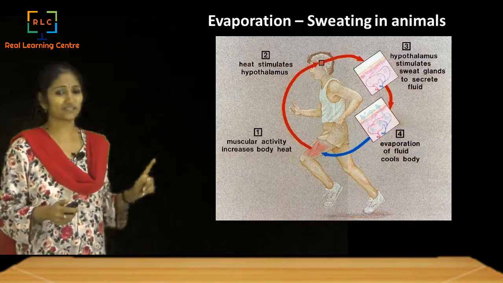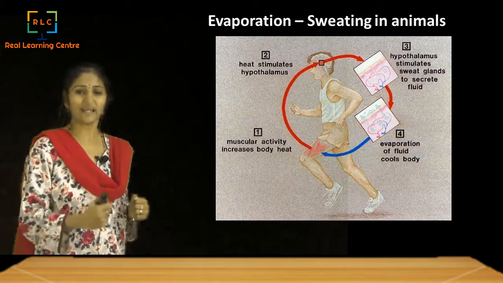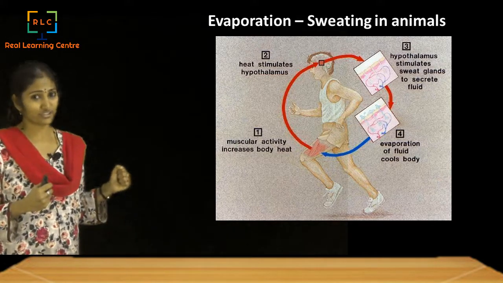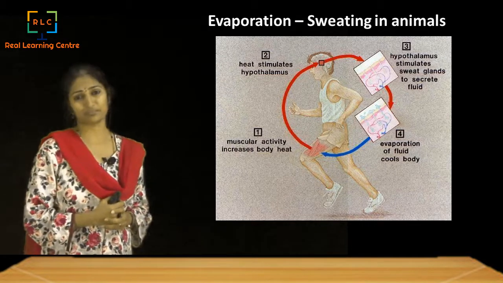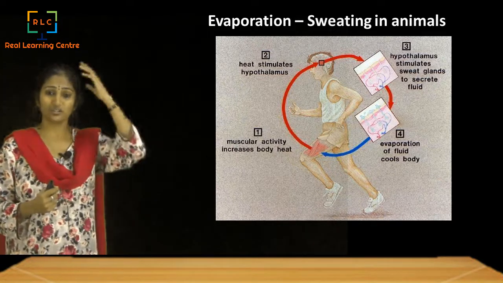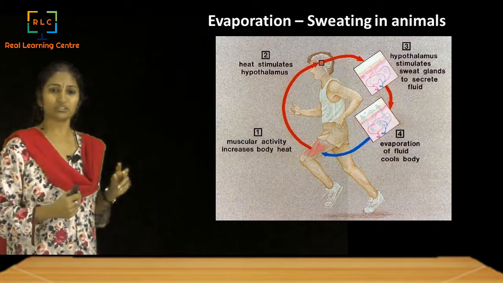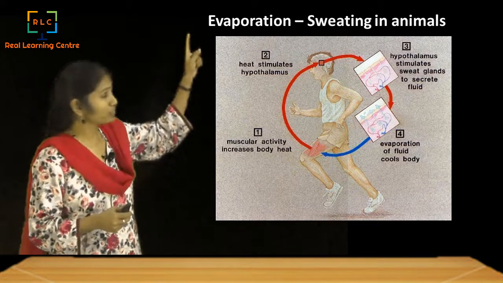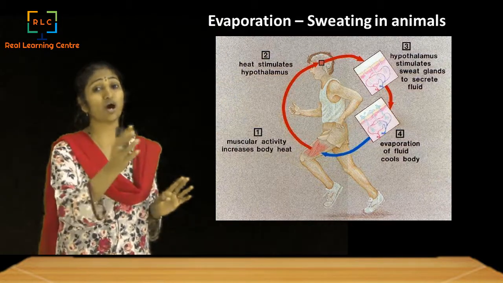A similar process occurs even in humans. Whenever we do a lot of physical activity involving a lot of muscle activity, there is an increase in body heat. Now this sends a signal to the hypothalamus, a small region in our brain called the hypothalamus. This heat sends a signal to the hypothalamus, and that stimulates the sweat glands to secrete fluid out of the body.